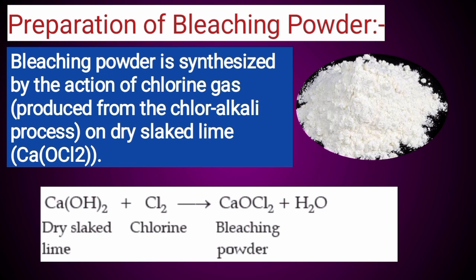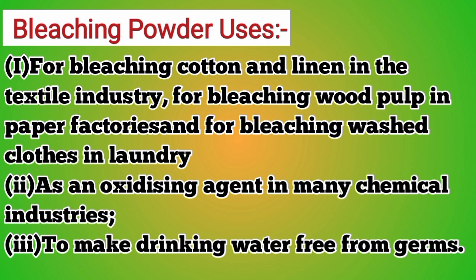The formula is CaOCl2. And what products are formed? Calcium hydroxide and chlorine form calcium oxychloride and water. And next, coming to the uses of bleaching powder. It is used for bleaching cotton and linen in the textile industry, for bleaching wood pulp in paper factories, for bleaching washed clothes in laundry, and also to make drinking water free from germs.